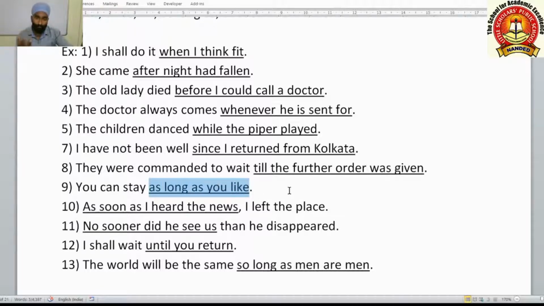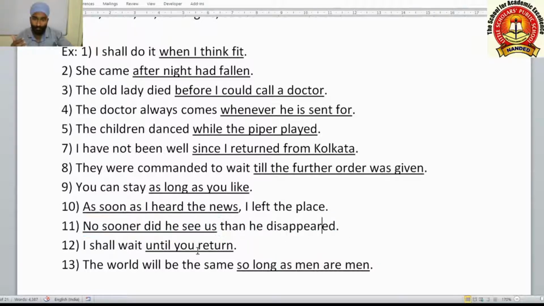the duration of time. Now, as soon as I heard the news: as soon as we have learnt these subordinate clauses and how to use as soon as conjunctions and interchange as soon as, no sooner than. So the as soon as clause is the subordinate clause, it tells the time of action. Thereafter, no sooner did he see us. No sooner and than are correlative conjunctions. They come together. But here we use then in the main clause. This is the main clause: he disappeared. No sooner did he see us is the subordinate clause.